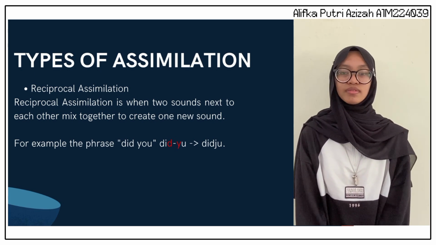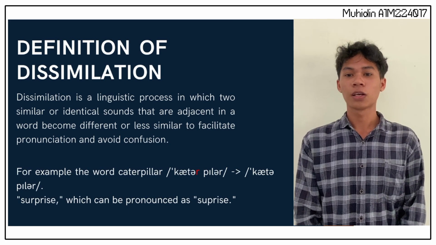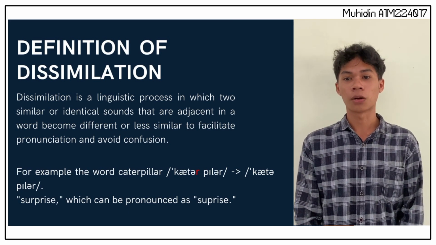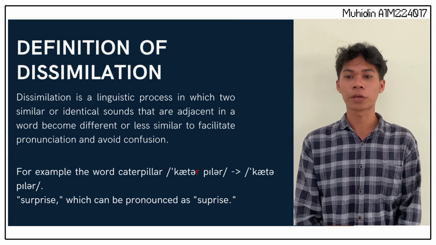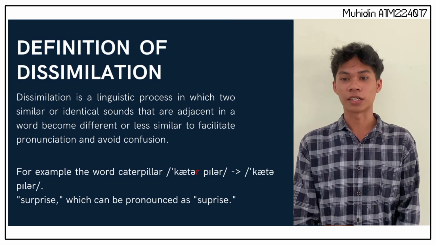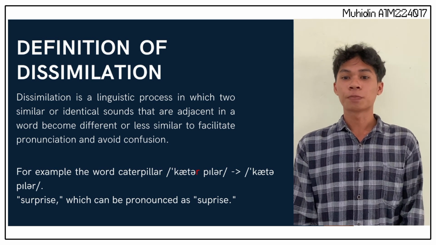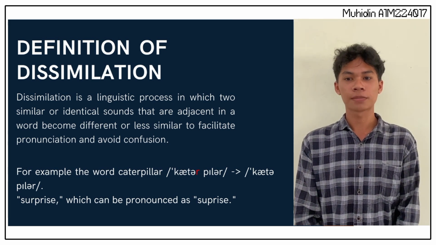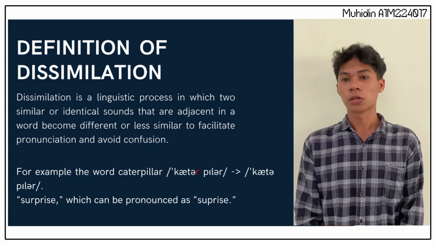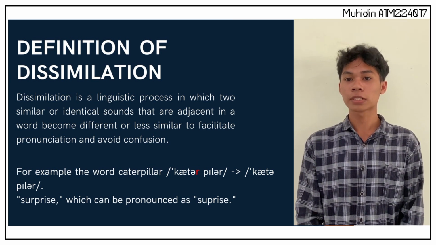Dissimilation is the linguistic process in which similar or identical sounds in a word become different or less similar to facilitate pronunciation and avoid confusion. This process occurs mainly in environments where a base morpheme and an affix meet, so that sounds that were previously similar become different.